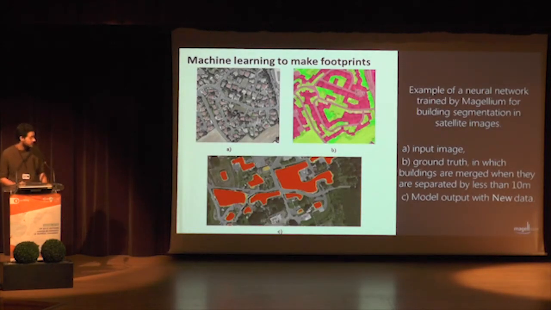Here is an example of a neural network trained by Magellium. You can see on the top part one data that was used in training. So there is the data, and the ground truth, as we call it, is the image labeled manually, with the building, the roads, the tree, the background, anything. And on the bottom part, we chose to output where the buildings are, and on obviously new data that were elsewhere.